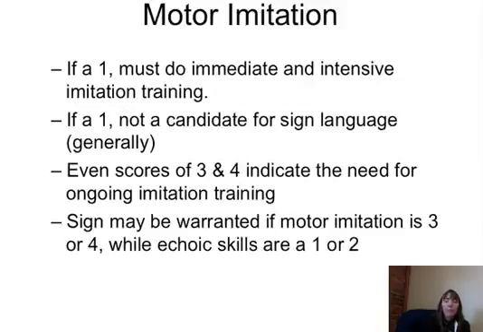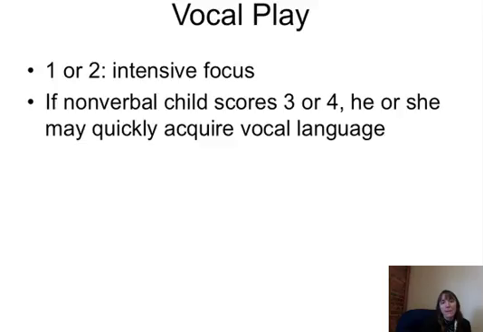Motor imitation. If it's a 1, you've got to do immediate and intensive imitation training. They might not be a candidate for sign language. Even a 3 or 4 means we still have to work on the response class of imitation because they're not generalized imitators. And they point out that sign might be warranted if motor imitation is 3 or 4, but a COEX are a 1 or 2. Again, they're pro-sign. They tend to recommend sign over any other alternative to vocal speech. And so we would see that. But it's not a bad rule of thumb for who are the individuals we would consider it for. Certainly, those who are good imitators might be better candidates.